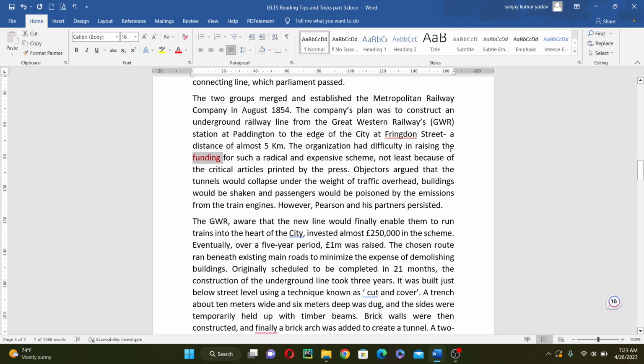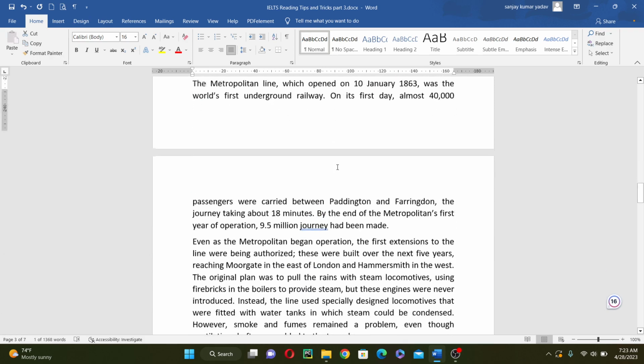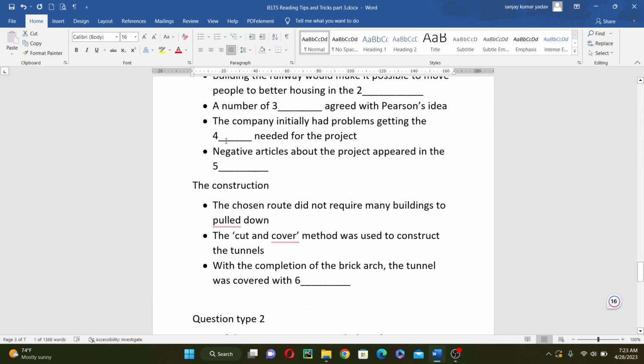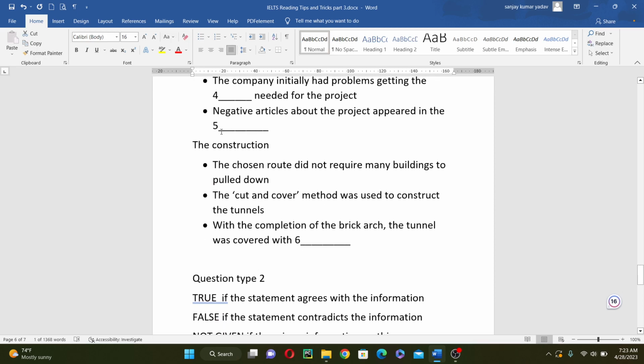So the organization had difficulty in raising the funding for such a radical and expensive scheme. So funding is your answer, right, guys? Because of funding, I think. So a number of the company initially had a problem getting the funding needed for the project. So the funding definitely would be the answer. Now let's move to the next question.